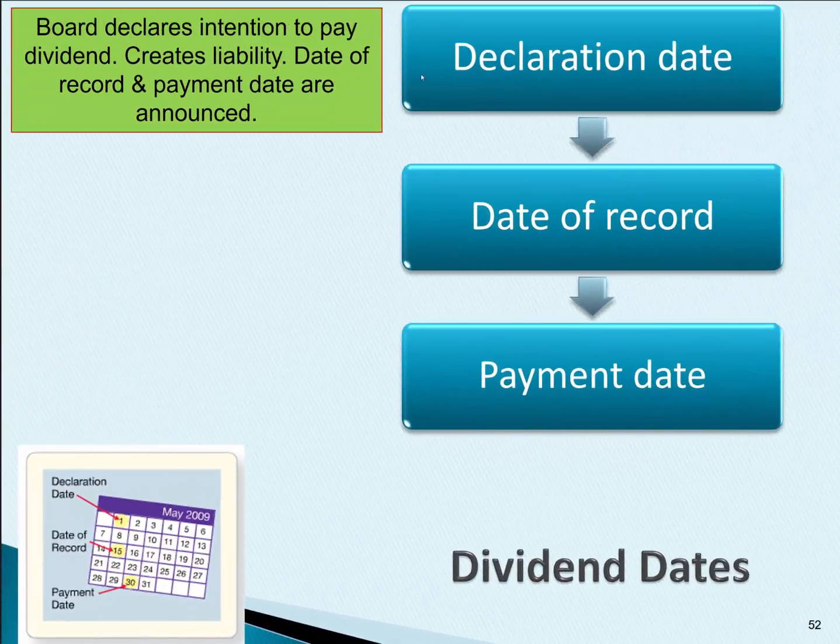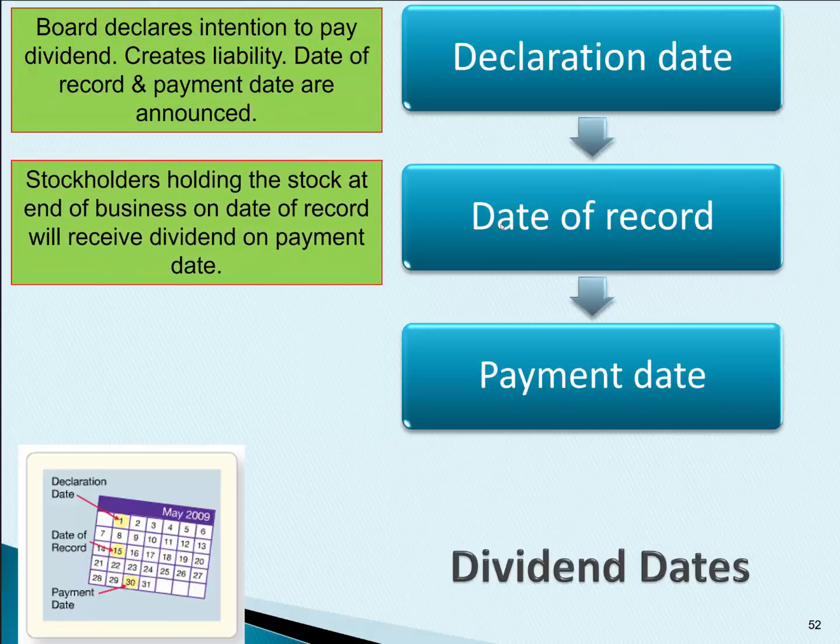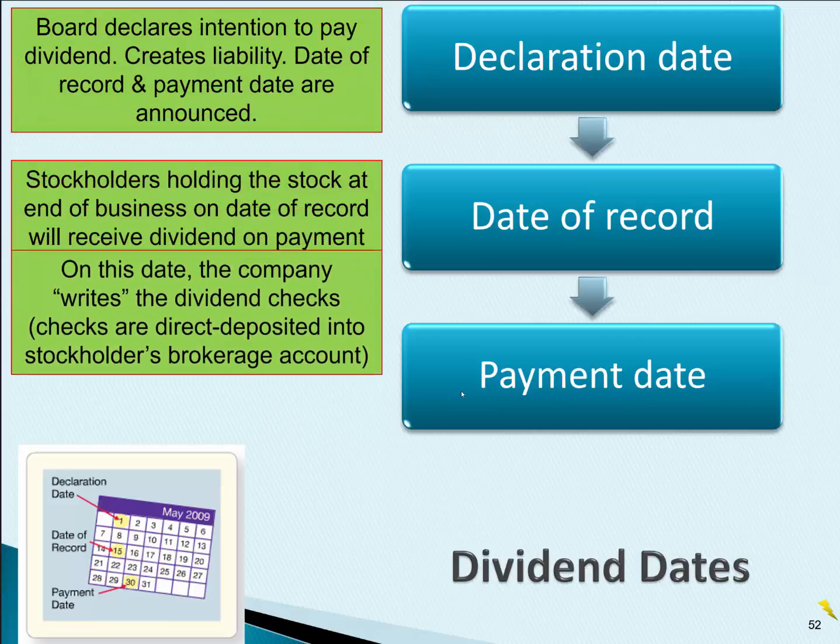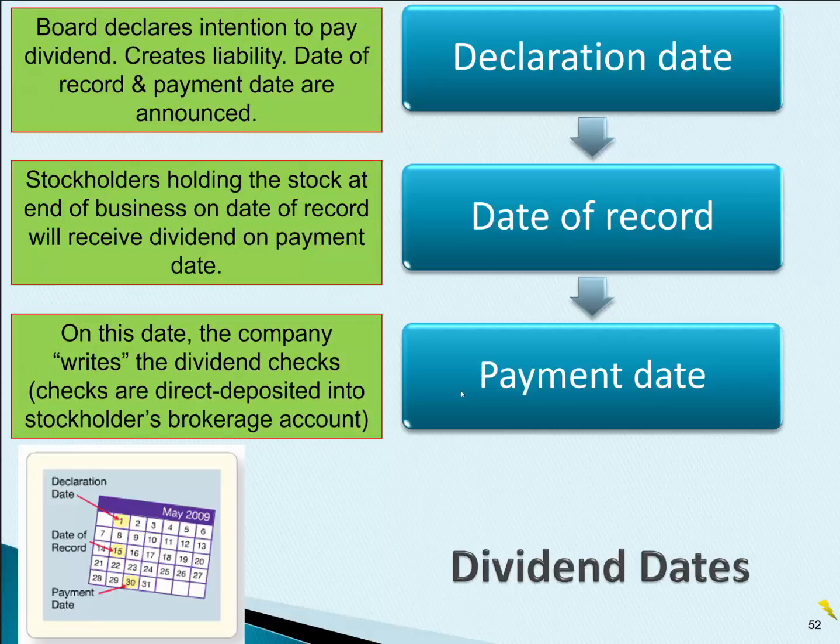So because the company on the declaration date is promising to pay a dividend, this creates a liability. And then on this date, they will also announce the date of record and the payment date. So what's this date of record? Well, anyone who owns the stock on this date of record, in this case May 15th, whoever owns it on May 15th will get the dividend when it's eventually paid about 2 weeks later. And then the payment date, of course, that's when the company writes the dividend checks. And the dividend checks aren't really written anymore. They're direct deposited into the stockholders' brokerage accounts.